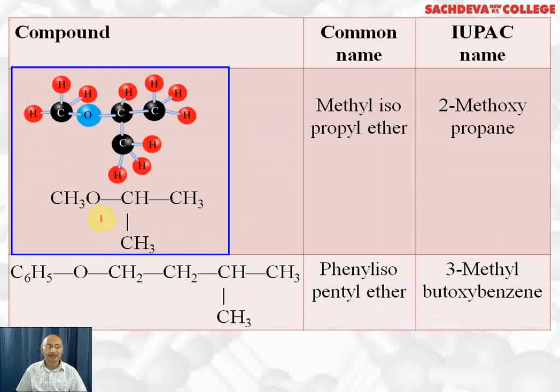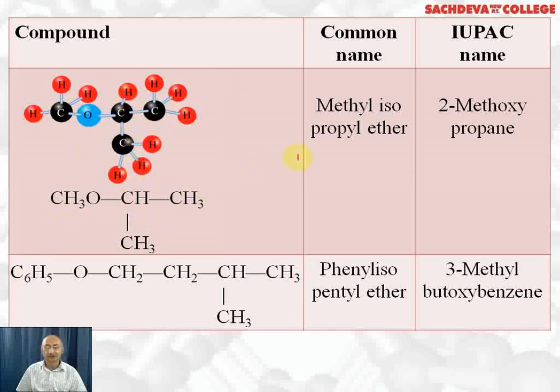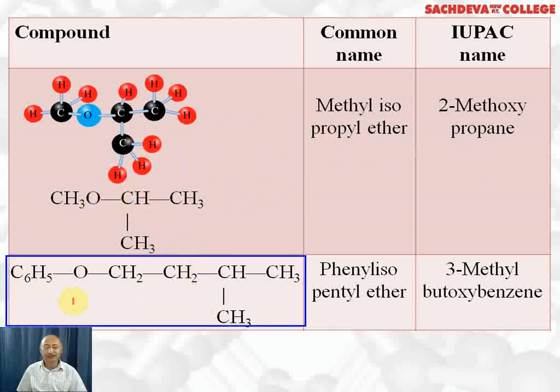Next example we have branch chain ether. Here we have methyl group. Here we have isopropyl group. This is methyl group, oxygen. This is isopropyl group, CH, CH3, CH3. So we call it methyl isopropyl ether. IUPAC name is 2-methoxypropane. Why 2-methoxy? This is first, second, third. So the second carbon has methoxy group attached. We call it 2-methoxypropane.